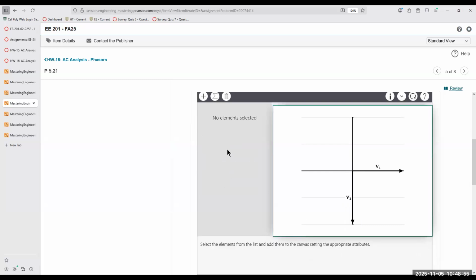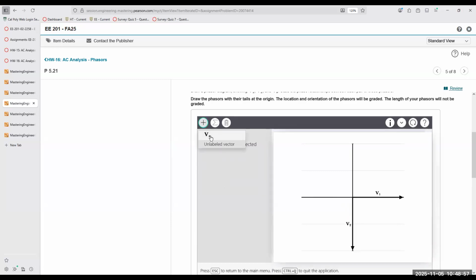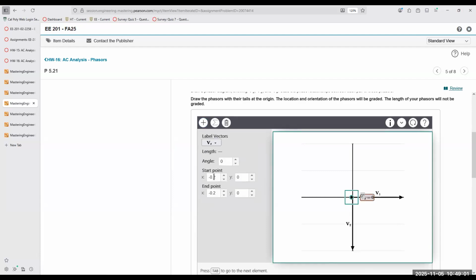So that's that. And Vs should be at an angle of, let's see, minus 45 is 270. Sorry, what? 315. 315. 270 plus 45. Yeah, 315.